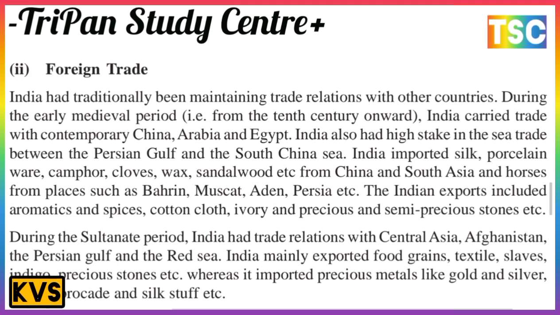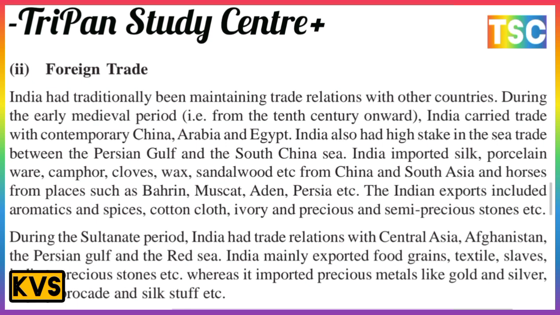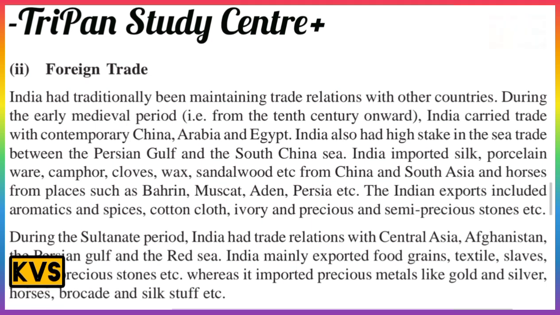During the Sultanate period, India had trade relations with Central Asia, Afghanistan, the Persian Gulf and the Red Sea. India mainly exported food grain, textiles, indigo and precious stones, and this is important for exports. It imported precious metals like gold and silver, horses, black coats and silk stuff.